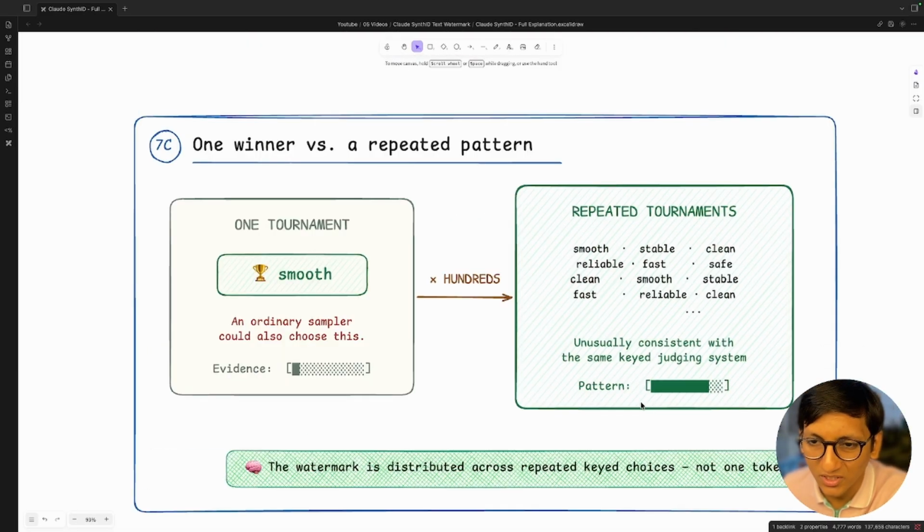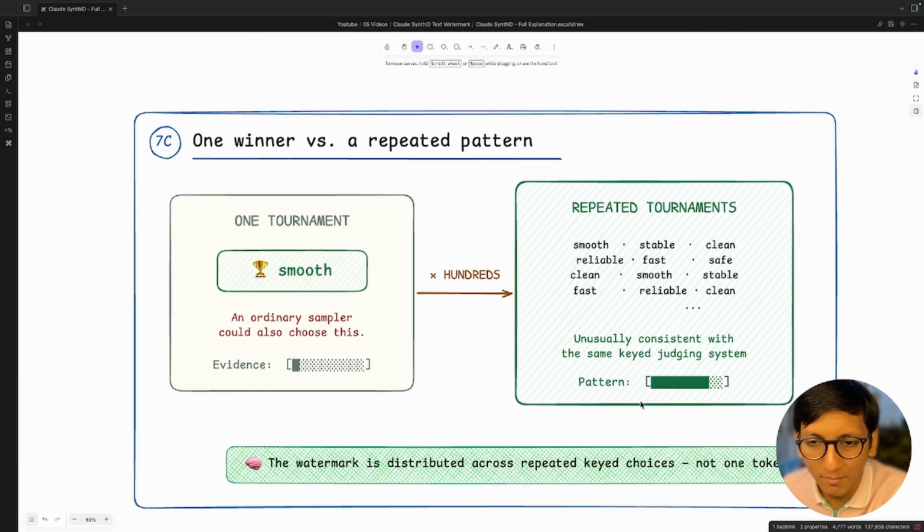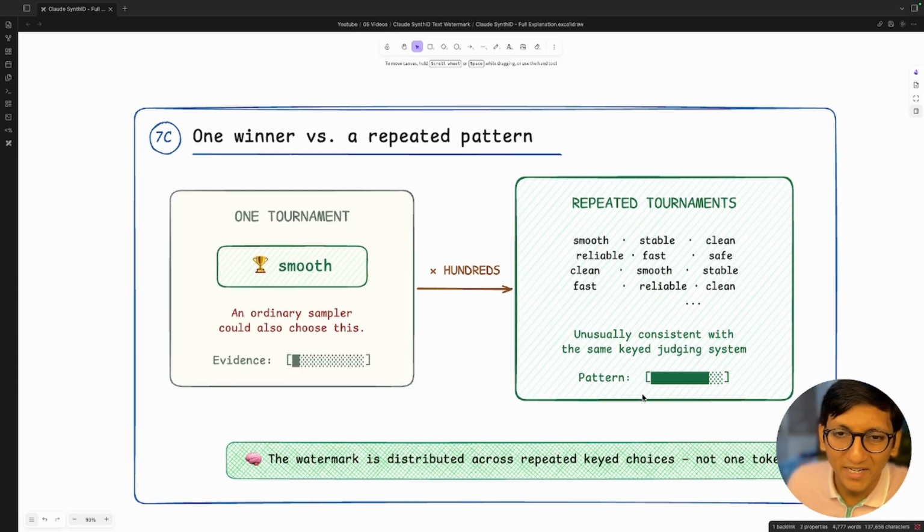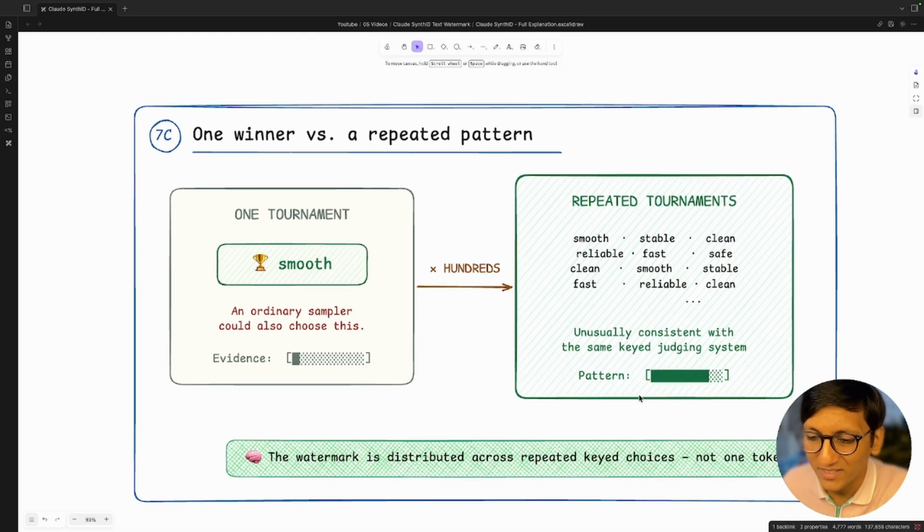But "smooth" is not suspicious. Even an unwatermarked sampler could also select it. Every candidate entered from the model's own distribution first. So the important detail is not the single winner. It's the hundreds of choices being made. For the next token, repeated tournaments are run again. So the watermark is distributed across the repeated keyed choices, not in a single token.